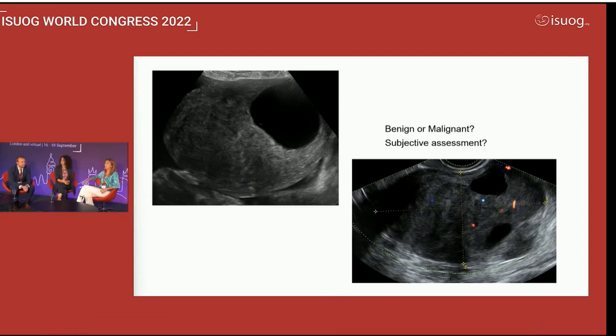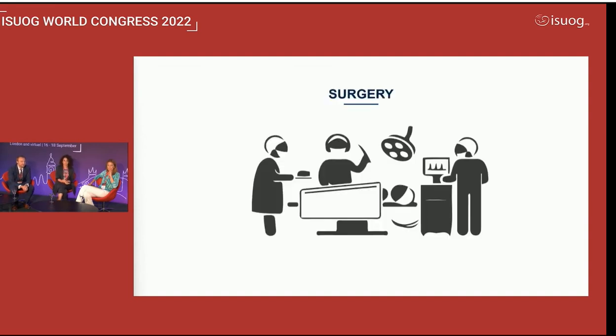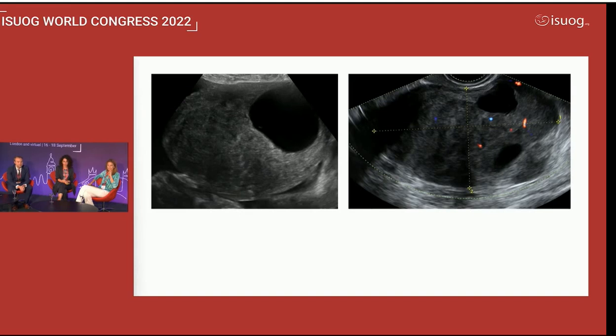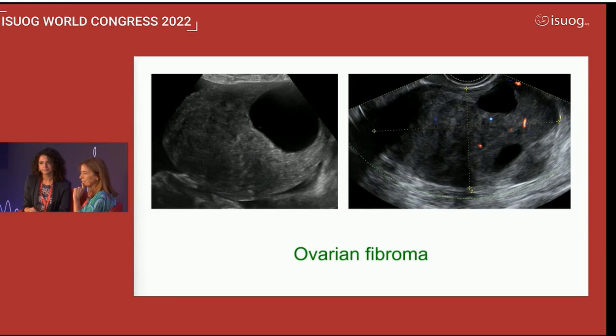Can we have Walter's microphone? It's also a big tumor, and is there also some free fluid around it? No, I cannot see it. So no ascites, just a little amount of free fluid. It's not very high, CA125 72, and the patient is 43. So she underwent surgery, and it was indeed an ovarian fibroma, benign, but with this atypical appearance.